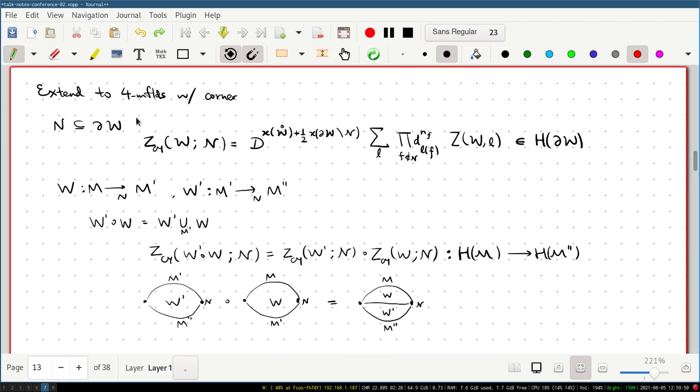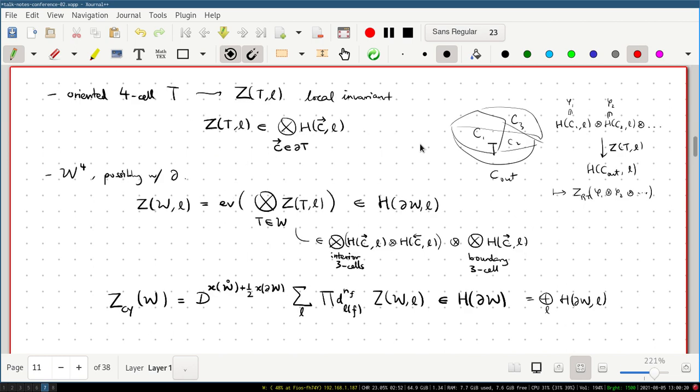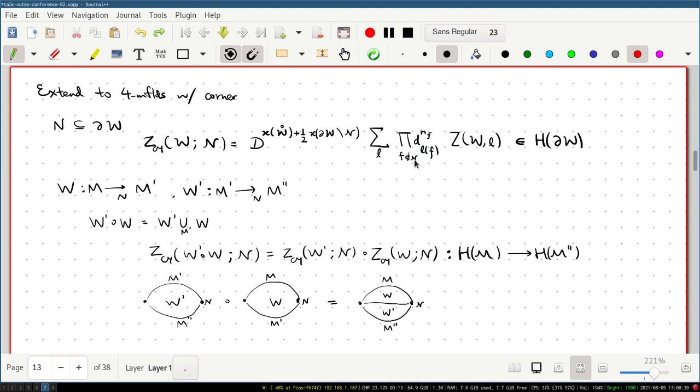So in order to extend to four manifolds with corners, let's consider a surface in the boundary of the four manifold. Really, there's a collection of two cells to do. So for a four manifold with corner, we define its Crane-Yetter invariant to be essentially the same sum, but the coefficients are slightly different. Here we sort of exclude n from consideration. So originally, we take this product over all two cells, whereas here we exclude two cells in n.